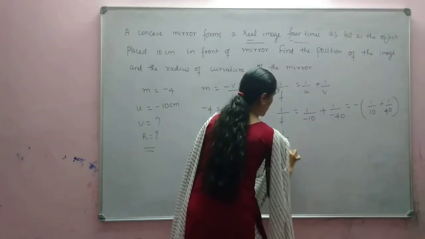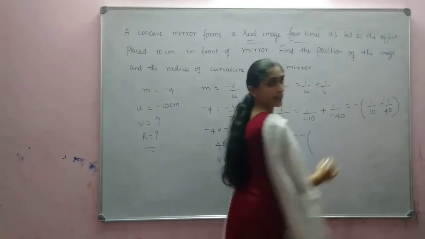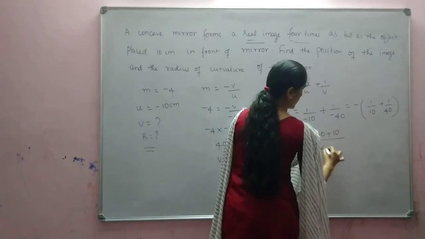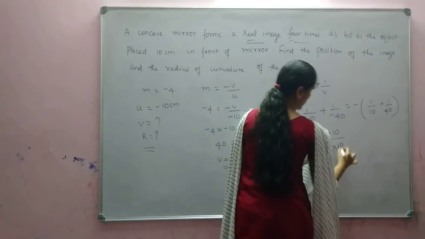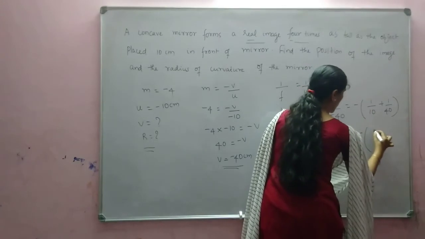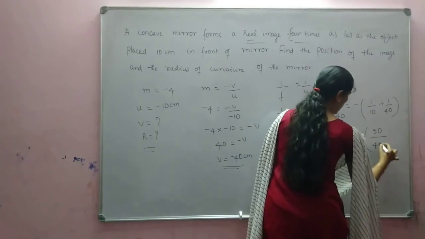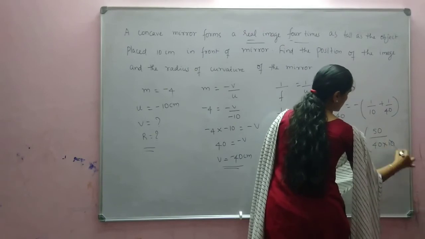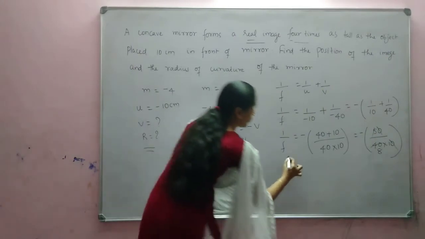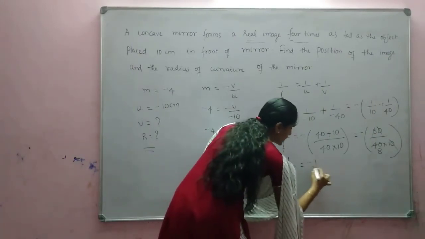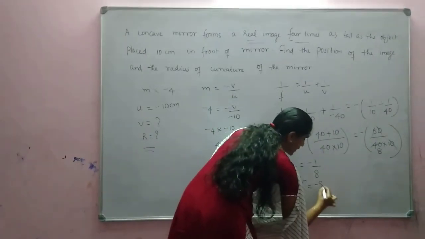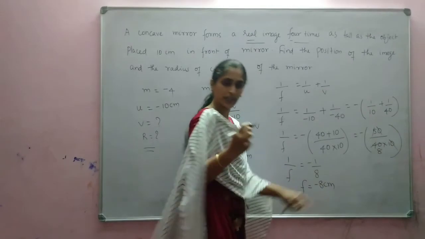Or 1 by f is equal to minus of, we can simplify it, 40 plus 10 divided by 40 into 10. You will get minus of 50 divided by 40 into 10. We got it as 1 by f is equal to minus 1 by 8, or we can write f is equal to minus 8 centimeter. So focal length is minus 8 centimeter.